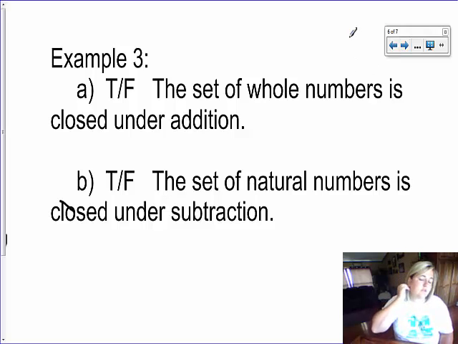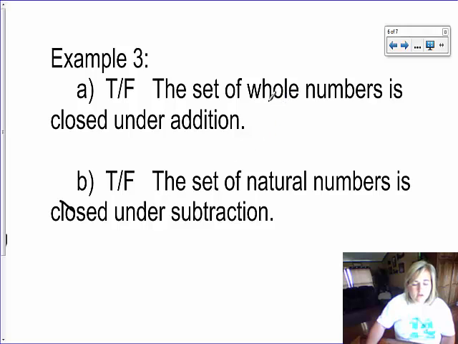Example 3, it says the set of whole numbers is closed under addition. This is stuff that we talked about a couple of days ago. I think it was like lesson 1 or 2. The set of whole numbers is closed under addition. That means that if I take any two whole numbers, I add them together, my answer will have to be a whole number for it to be true.